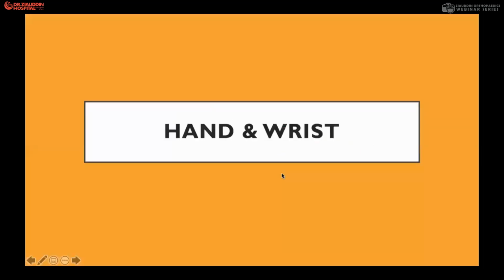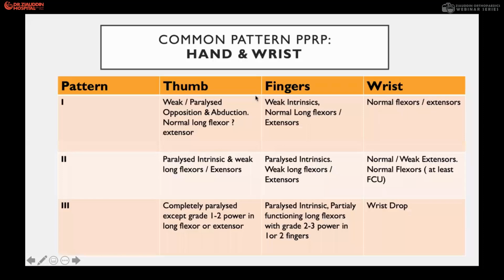Now the hand and wrist deformities. In the hand, again, there is a pattern of paralysis. Pattern 1 paralysis is weak and paralyzed opposition and abduction of the thumb, where the long flexors and long extensors of the fingers are normal. In the fingers, in addition to that, there is weakness of the intrinsic muscles, but the long flexors and extensors are normal, and the wrist extensors and flexors are normal.